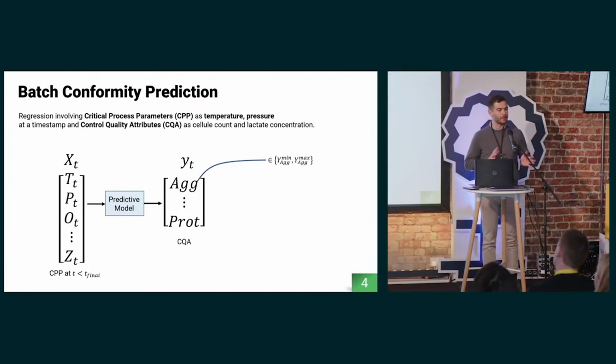So the problem can be summarized as follows. We have a regression involving critical process parameters, where we are aiming to predict critical quality attributes such as cellular count or lactate concentration. What we are focusing on here is the predictive model.